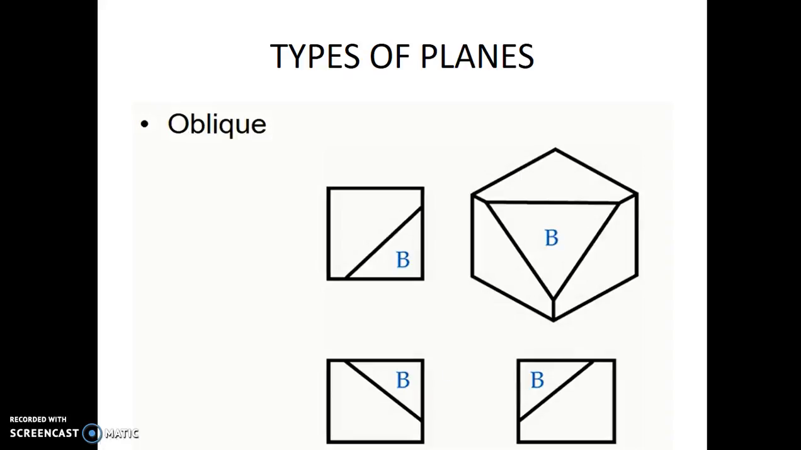If the surface is inclined to all three projection planes, that plane is called an oblique plane. Here we have surface B as an oblique plane. When we see the projection of this plane in the three views, in all three views, this is visible. That is a specialty of an oblique plane. The projections of this plane will be obtained in all three views.